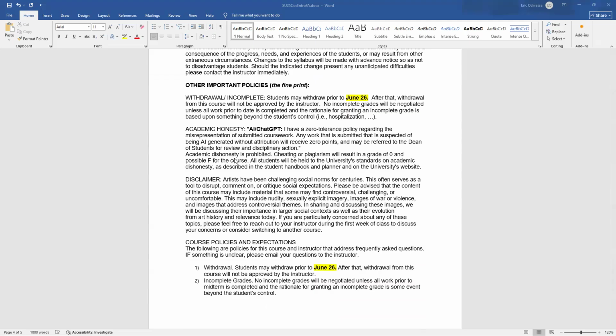Academic honesty. Here's the big one. AI/ChatGPT. I have a zero tolerance policy regarding misrepresentation of submitted coursework. Any coursework that is submitted that is suspected of being AI generated without attributions will receive 0. Guys, this is pretty straightforward. Obviously, if I'm asking you questions and you're not answering those questions, that is plagiarism. That's cheating. I think that's straightforward and obvious. If you don't turn in the work that you have done, that's lying.